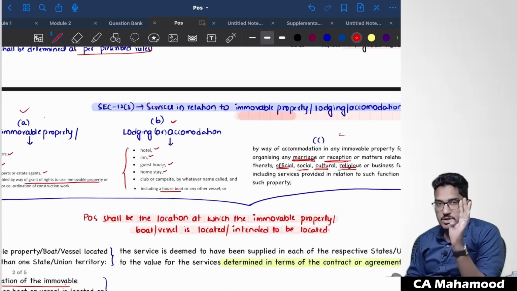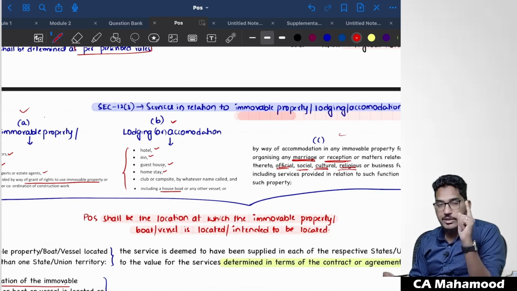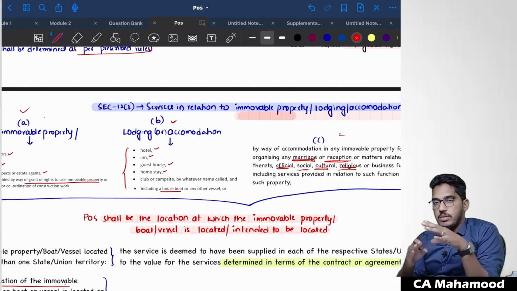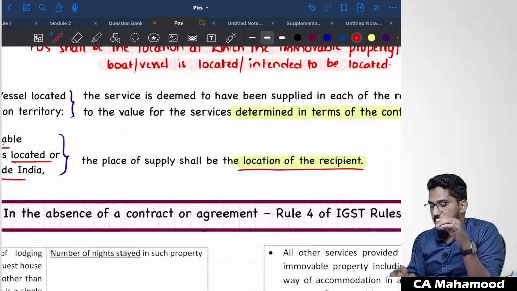So they have covered 4 categories of services under 12 subsection 3. In all those services, the place of supply will be the location at which that immobile property, hotel, boat, vessel, whatever, is located or intended to be located. One exception: if the immobile property is located or intended to be located outside India, then we will not follow that rule. In those cases, the place of supply shall be the location of the recipient.